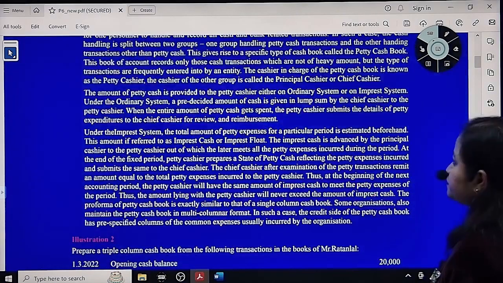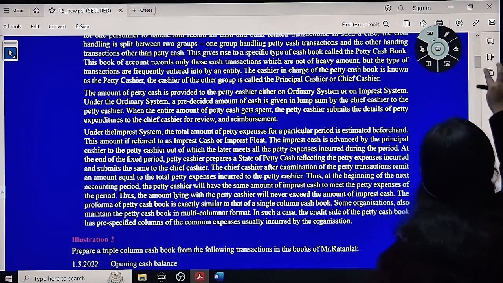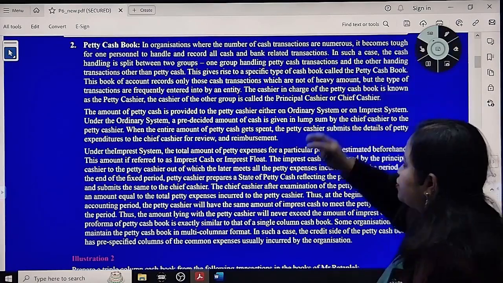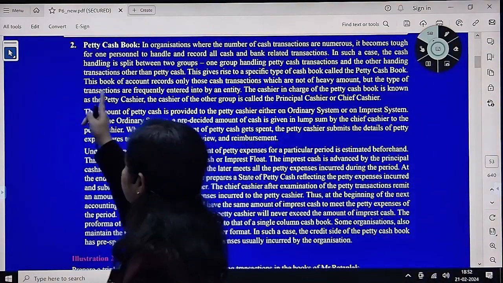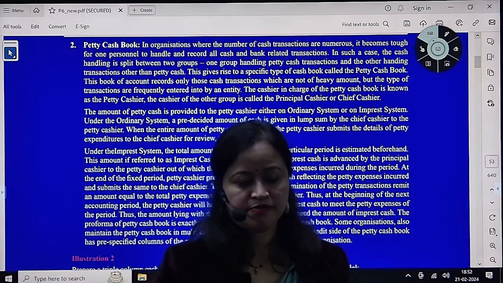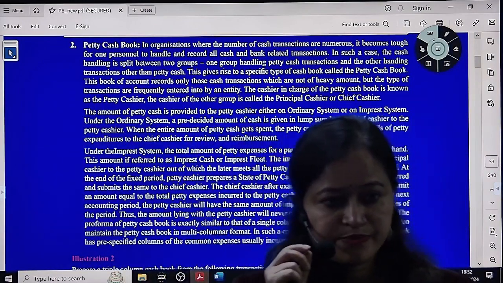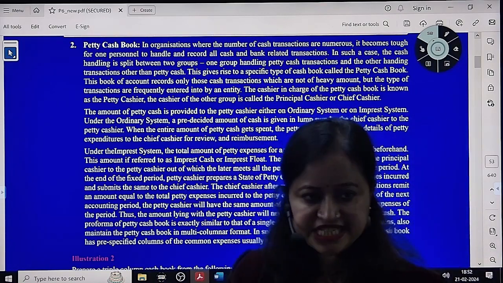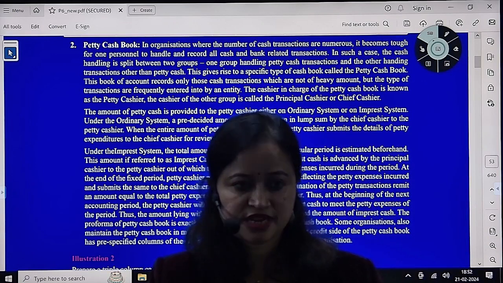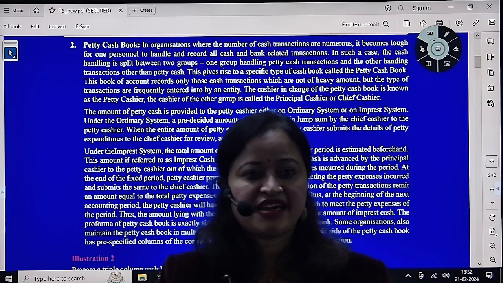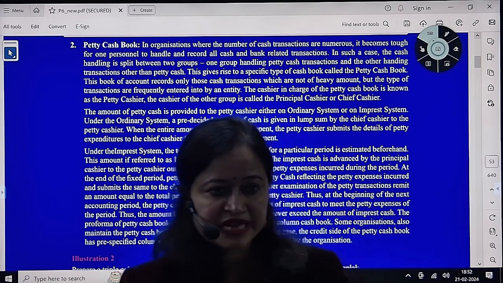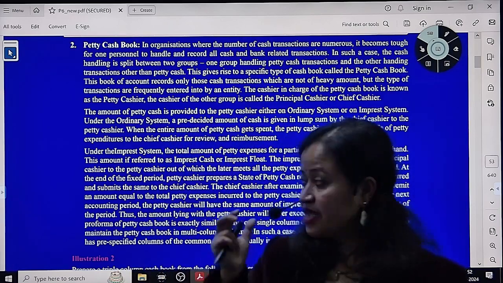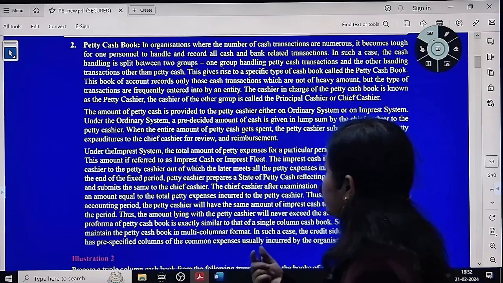Now we will move on to the next one, that is the petty cash book. What is the meaning of petty? Small. So in an organization, on a daily basis, there are many small transactions or small expenses, like 2 rupees, 5 rupees for postage, for envelope, for pen, coolie charges.